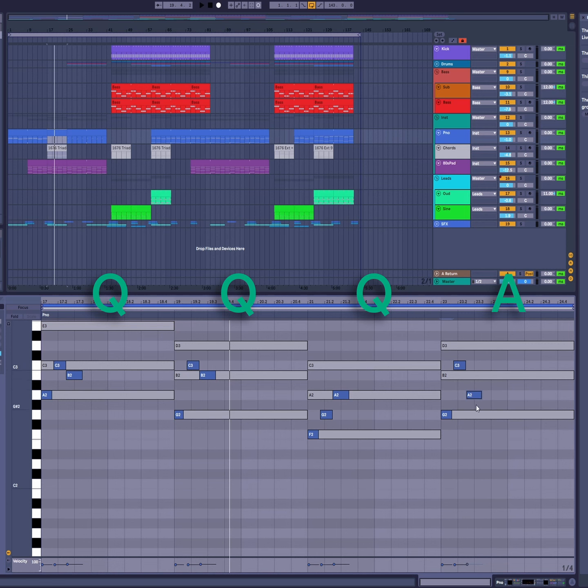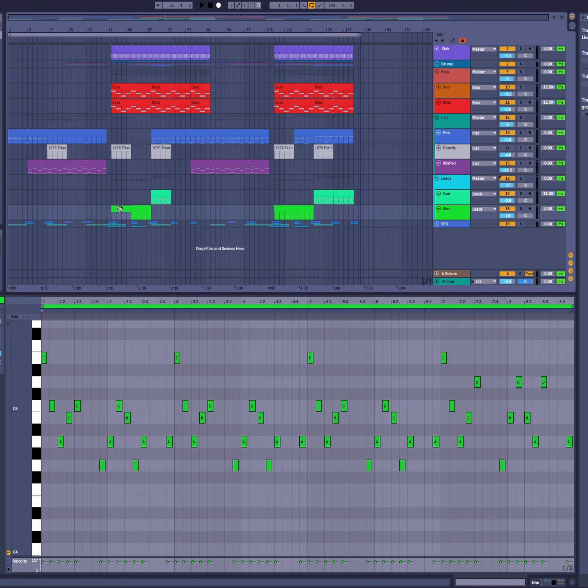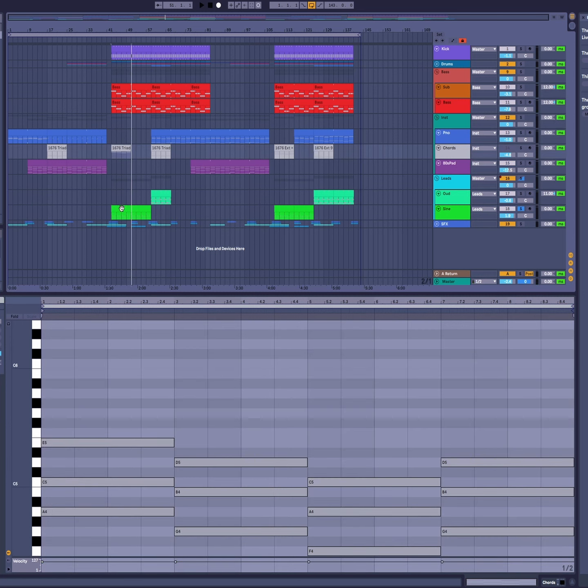Okay, so let's look at our second melody here. This sine wave synth goes like this. Okay, let's have a look at that one. Again, I've overlaid our virtual chords. There are no chords here, it's just the lead and the bass. So again, this is implied harmony.